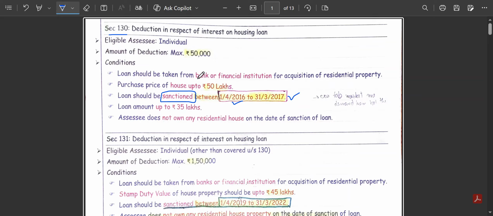The second condition is it should have been obtained from a bank or financial institution, and it should be for a residential house property. Then the price of the house should be up to 50 lakh rupees, and the amount of loan should be up to 35 lakh rupees. And further, the SSC does not own any residential house on the date of sanction. Means it should not be for his second house or his third house, whatever.